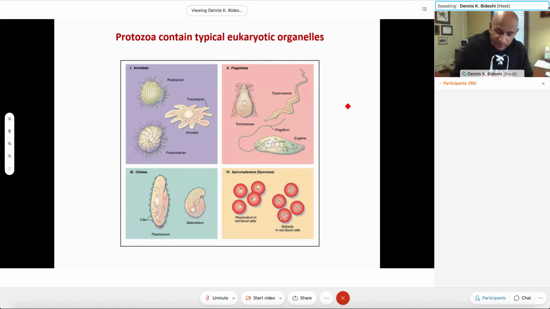Dinoflagellates, which mostly don't cause disease in humans, except for a few species that I just mentioned: Gonyaulax, Gymnodinium, and Alexandrium. Those are the major ones. There are some others, but those are the major species. Now, I want to move on to the major parasites, the single cellular parasites that cause disease in humans.